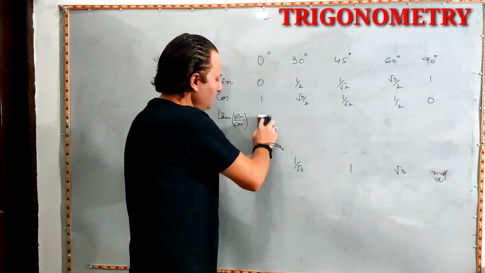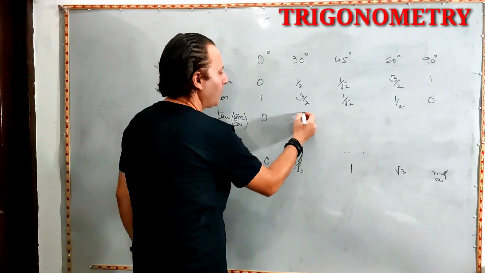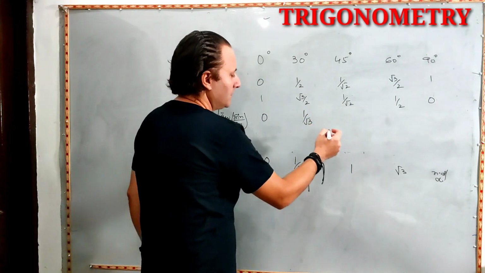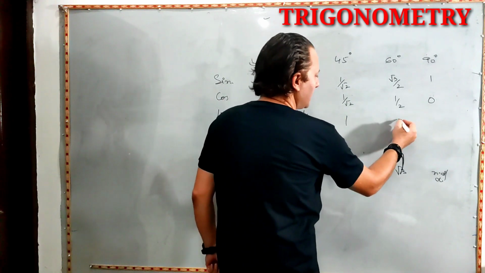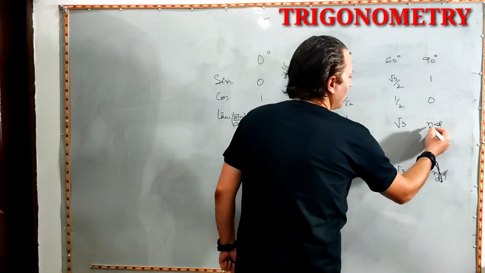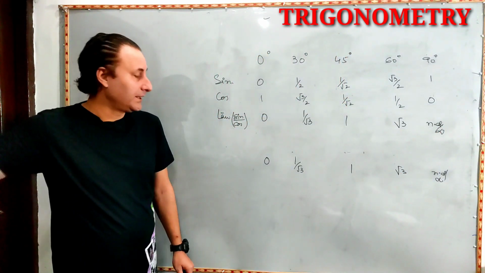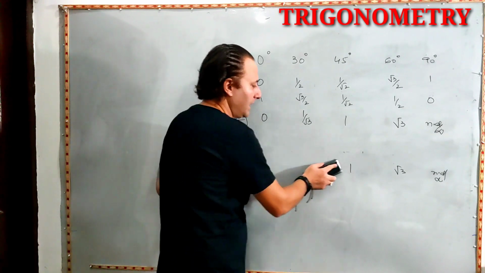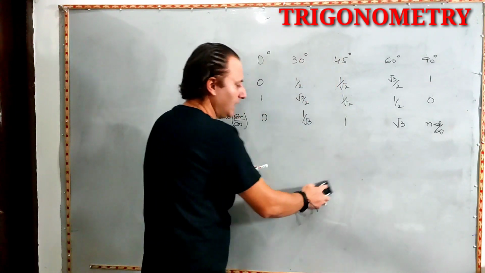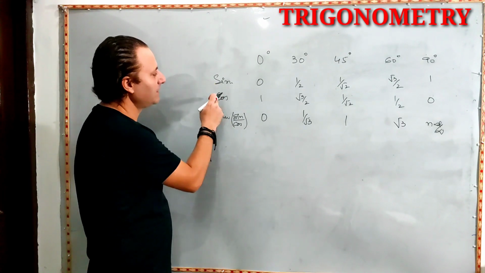So what are the values? It is 0. Then we have 1 upon root 3. Then we have 1. Then we have root 3. And then we have not defined or infinity. Okay. What about the next one? Now we are done with tan. Now we are about to do, this is sine, cos, tan.